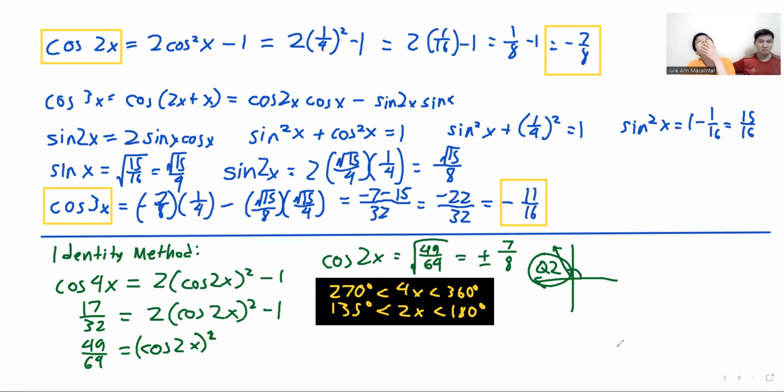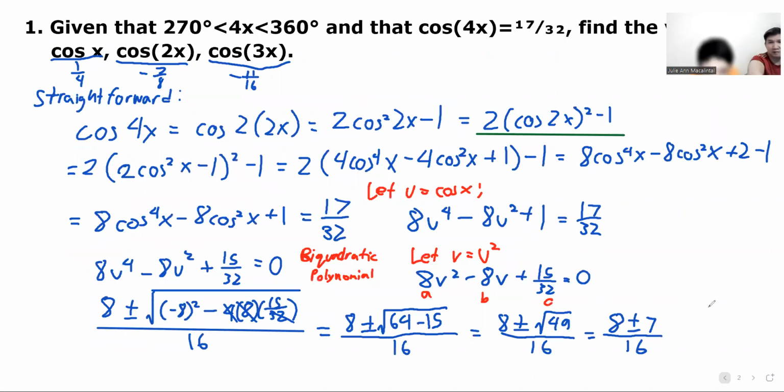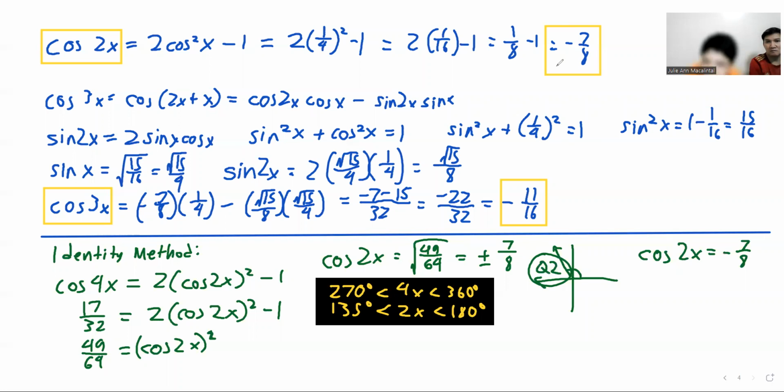So if it's in quadrant 2, x is negative, so cosine is negative. So in this plus minus case, we take the negative value, which is negative 7/8. And in fact, we get negative 70 here, and negative 70 here. Good, so it matches.